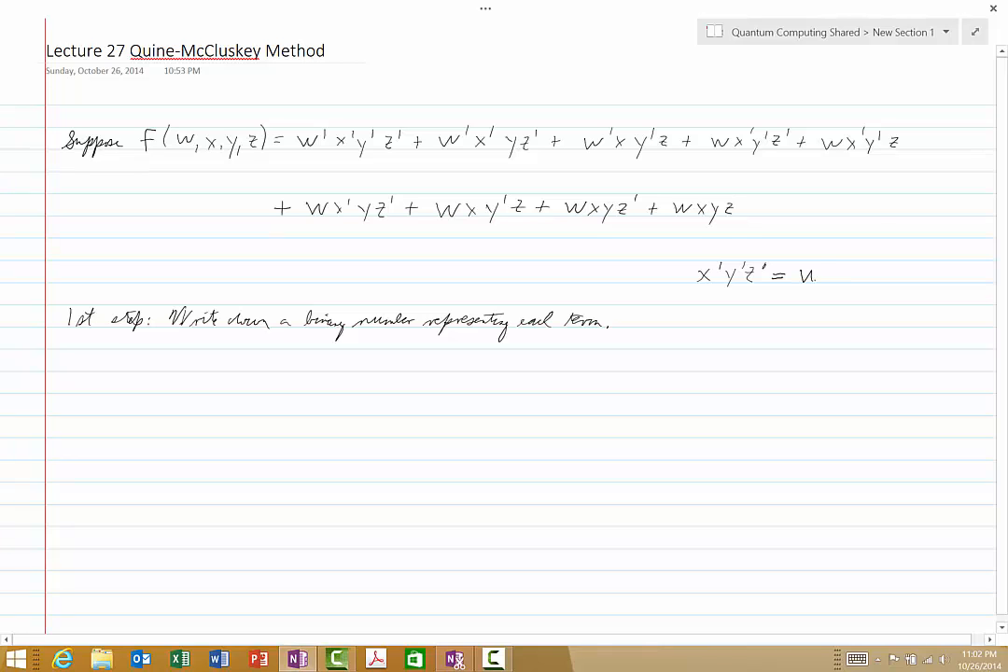What I mean by that is the following. One can be written as w or w prime. And of course, 1 anded with x prime y prime z prime is the same as x prime y prime z prime. So by anding this expression with w or w prime, I have not changed the value of it. And then when I multiply this out, I'll get w x prime y prime z prime, or w prime x prime y prime z prime. So this term, x prime y prime z prime, is actually equal to the sum of these two terms.